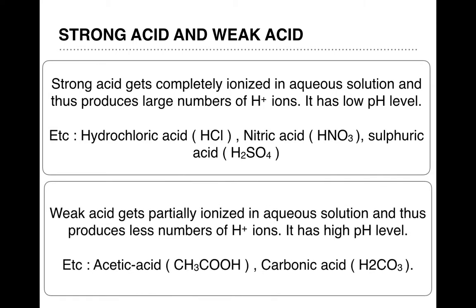And for weak acid we can see it gets partially ionized in aqueous solution and thus produces a smaller number of H plus ions. So weak acid has a low number of H plus ions. It has a high pH level. Again we will see it later. So we can see CH3COOH, carbonic acid H2CO3, these are examples of weak acid because they produce very few H plus ions in their aqueous solution. So it is all about the number of H plus ions. This is how we differentiate between strong acid and weak acid, right?